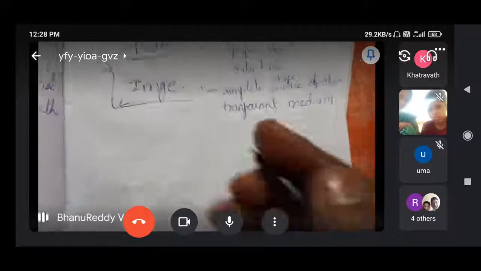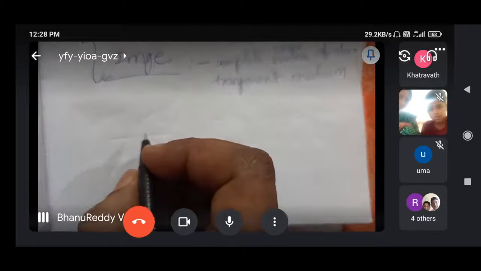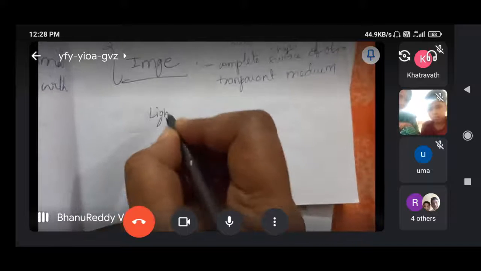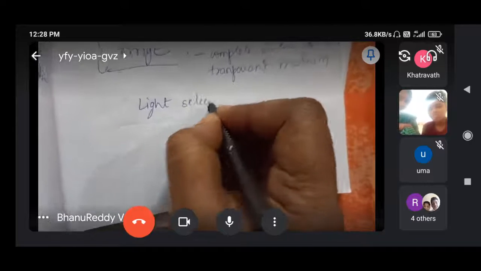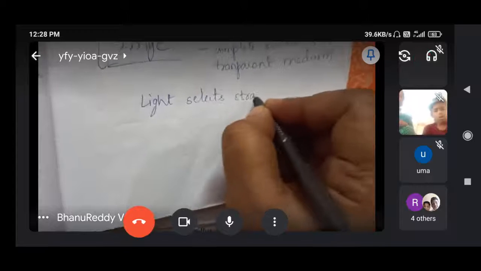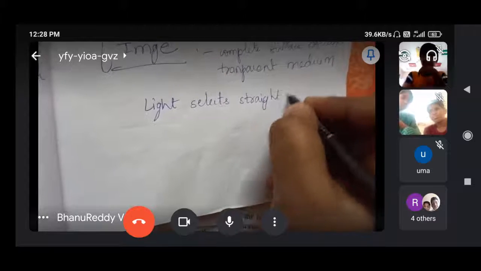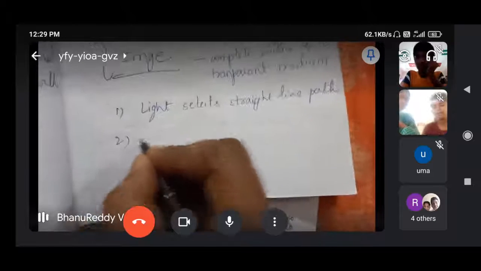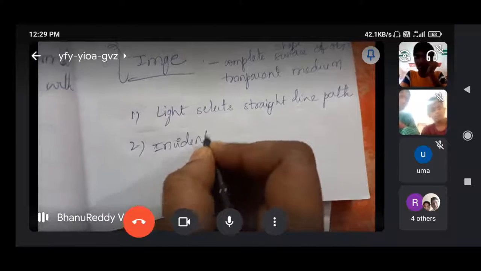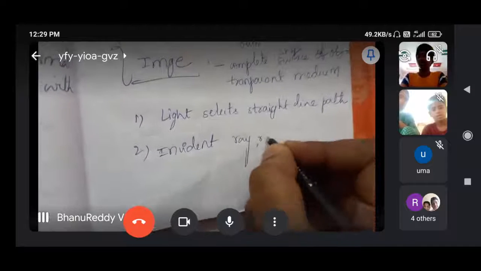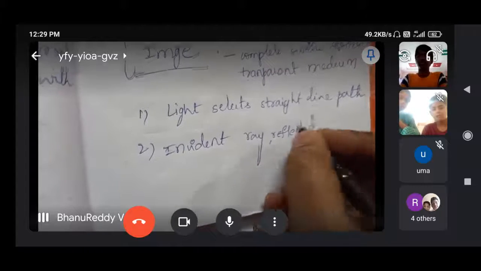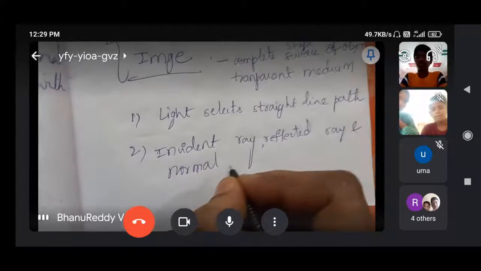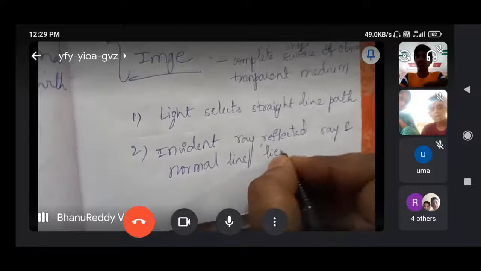The incident ray, normal ray, and the reflected ray are all on the same plane. Laws of reflection you have also studied. Light selects a straight line path. This is one point you have to remember. The incident ray, reflected ray, and normal line lie in the same plane.